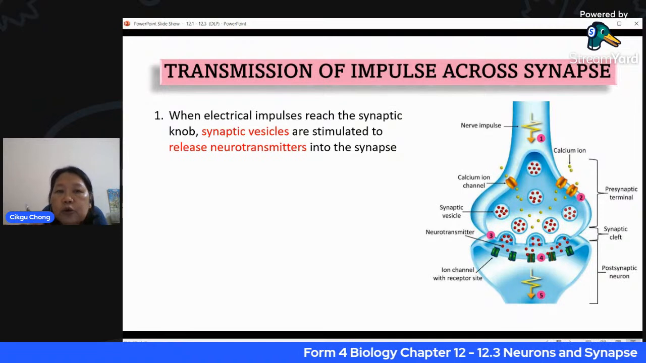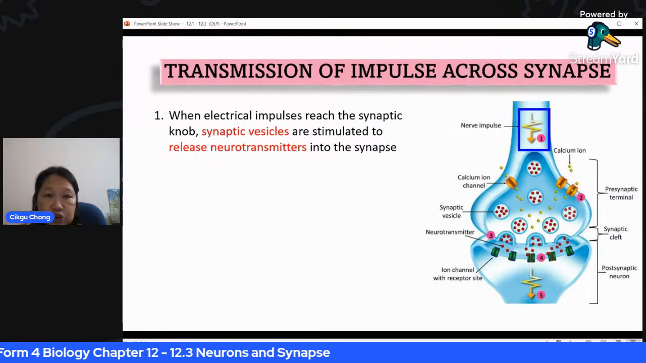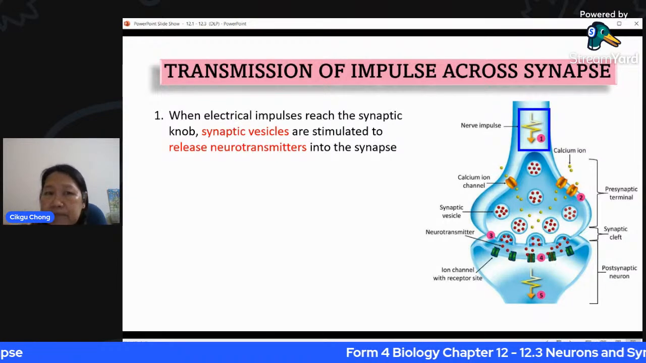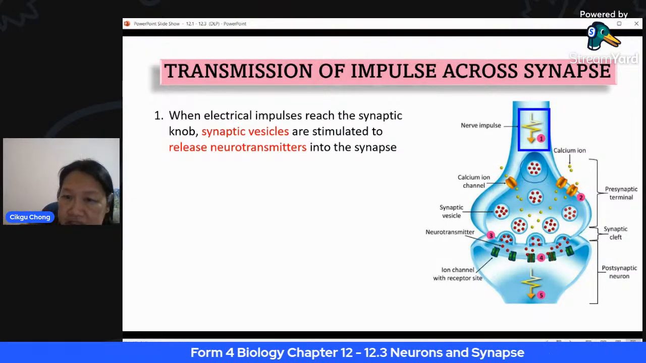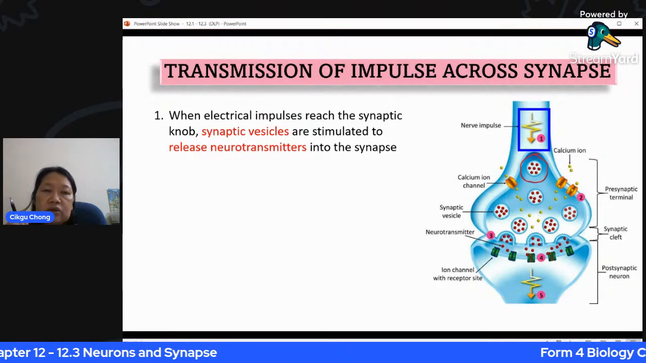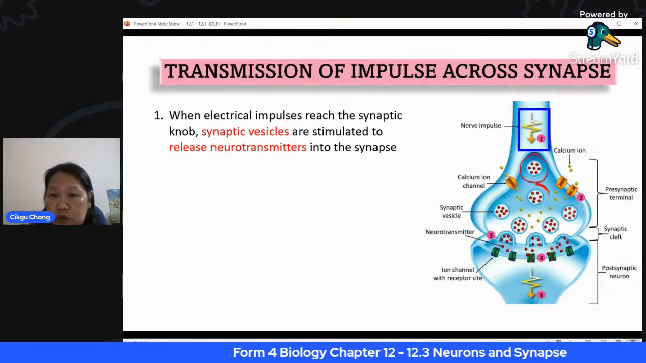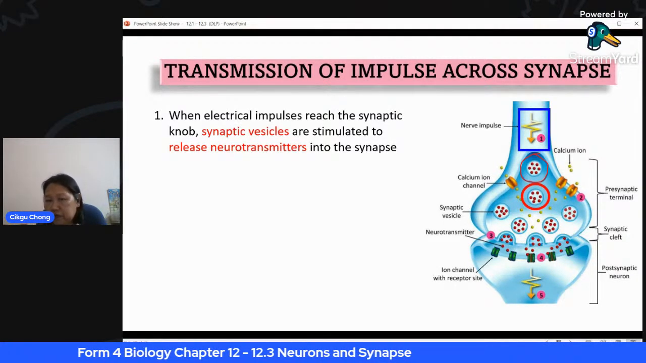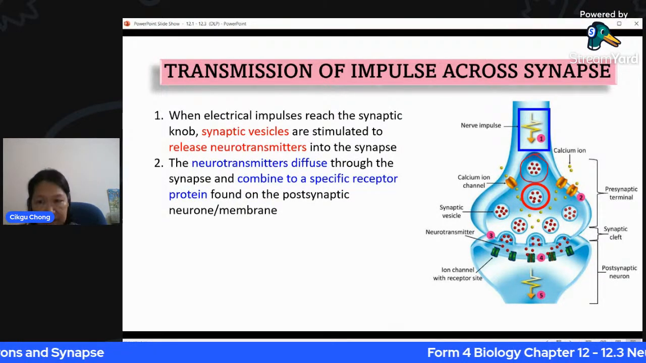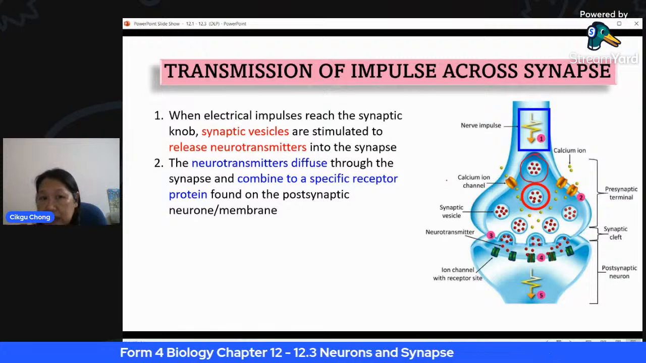when the electrical impulse reaches the synaptic knot, you can see here there is the impulse. This is in electrical form. So when it reaches here, it will stimulate the synaptic vesicles, which is the one here. This is the synaptic vesicle, with red color. Already you have neurotransmitters inside there. So what happens? These neurotransmitters will move to the other side, nearer to the synaptic cleft. These neurotransmitters will diffuse, so they are going to be released into the synaptic cleft.